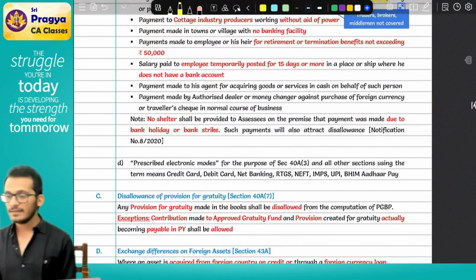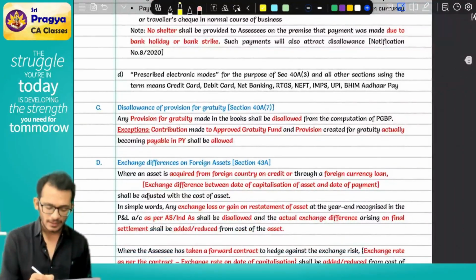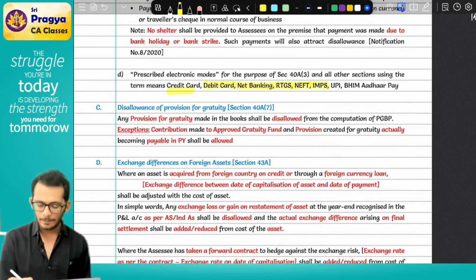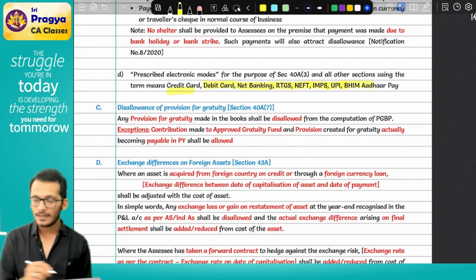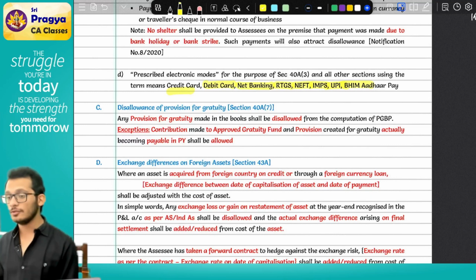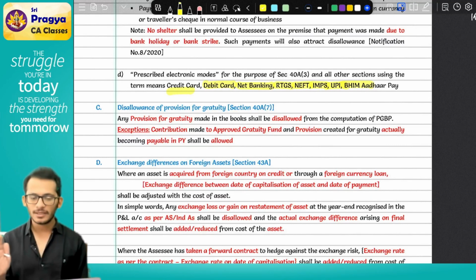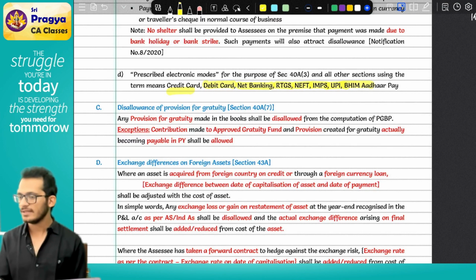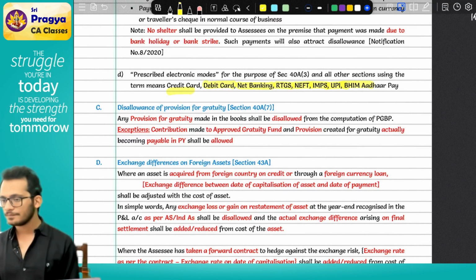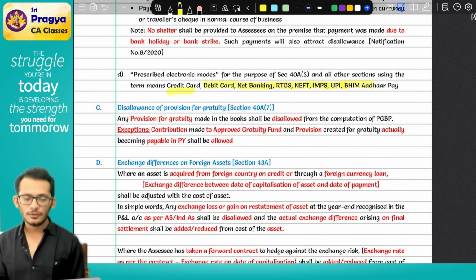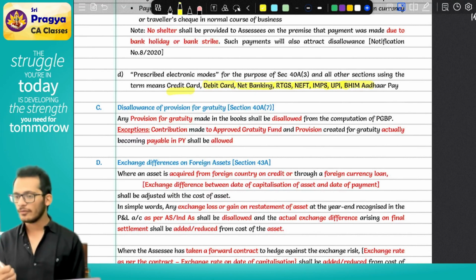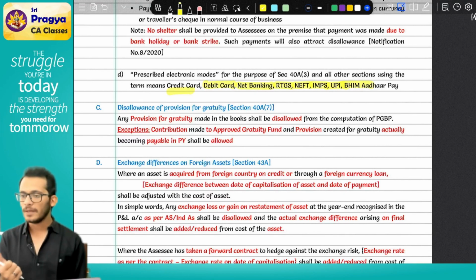Rahul, what are my prescribed electronic modes? In the Income Tax Act, they have prescribed the following modes. What modes are there? Credit card, debit card, net banking, RTGS, NEFT, IMPS, UPI, Bhim Aadhaar Pay. Most of the payments you know, yes or no? Yes, credit card you know, debit card you know, net banking you know, RTGS, IMPS and NEFT you know. Yes, what is UPI, Rahul? The payment mode of Amazon, GPay, PhonePe, all these happen through UPI.